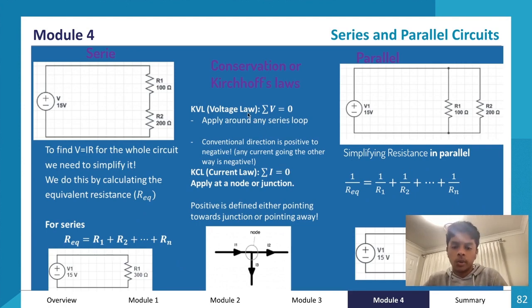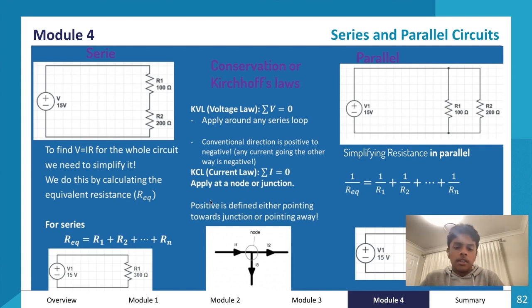We also have Kirchhoff's voltage law, which applies around any series loop. Basically, conventional current is positive to negative. That's something to remember, and any current going the other way is considered negative. So conventional current travels from the positive end to the negative end. Kirchhoff's current law states that the net current, or the change in current, is equal to 0. And Kirchhoff's voltage law says the change in voltage, sigma voltage, is equal to 0.